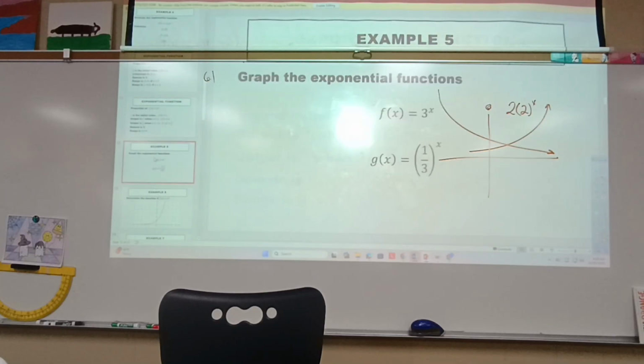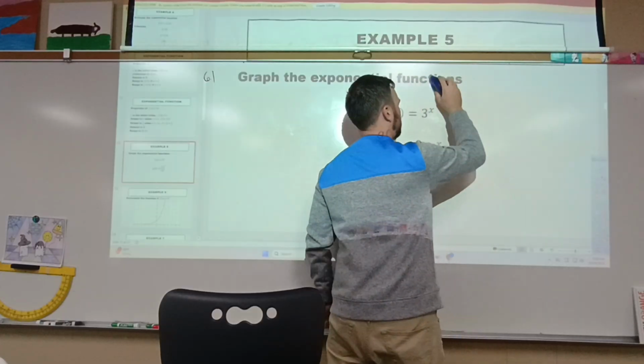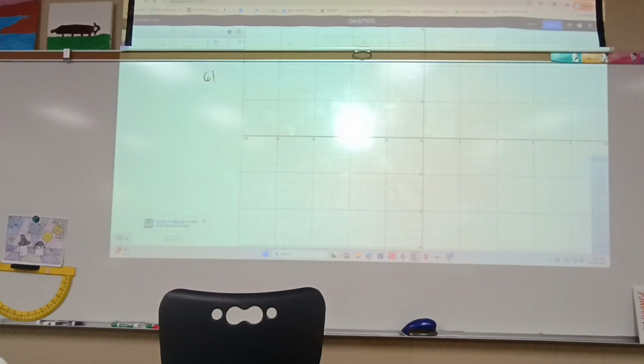All right? I'm going to graph these. I want to show you guys something. This is actually a kind of a neat thing. So I'm going to grab Desmos. You can also graph these on your calculator. I just like Desmos more. All right, so we're going to graph 3 to the x, and then 1 divided by 3 to the x.